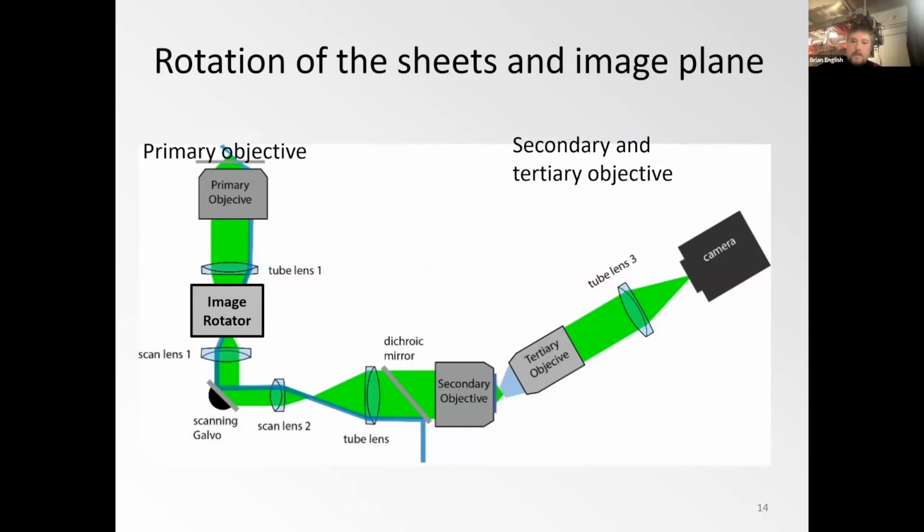Yes, we have considered both. I guess a practical point was that this space is very narrow in between the scan lenses, because they're relatively short focal lengths, and the scan mirror is already there. This space was already busy, and in principle, yes, it could be placed here as well.